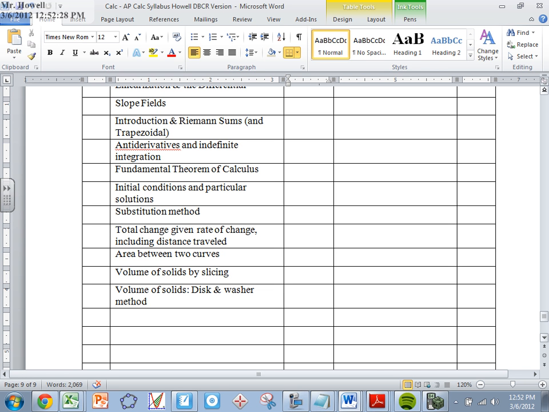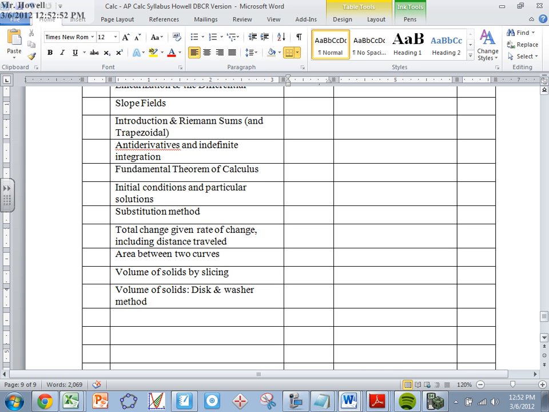We did the fundamental theorem, which is just the integral with the limits at the top and bottom. We did initial conditions. We did not do the substitution method yet. We did total change, including distance traveled already. We didn't do these 3 here. So we really have 4 things left for the whole year.